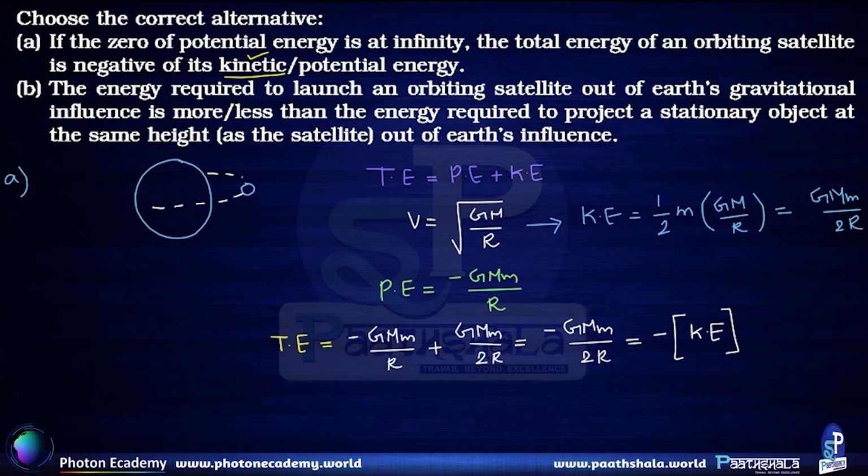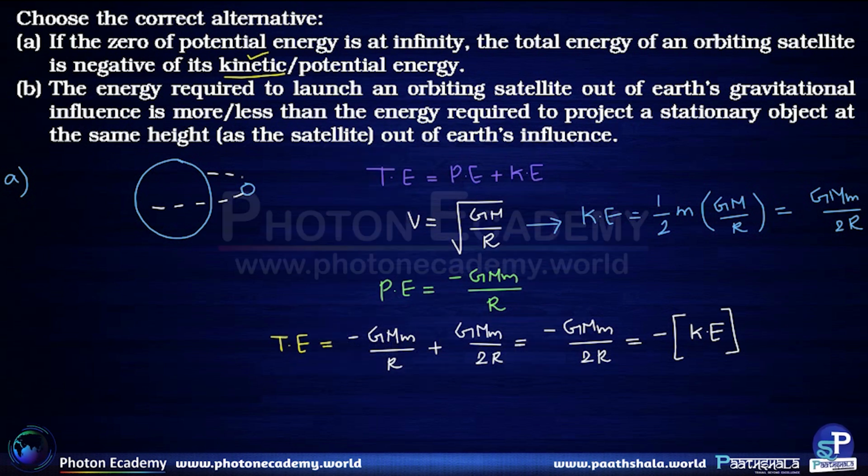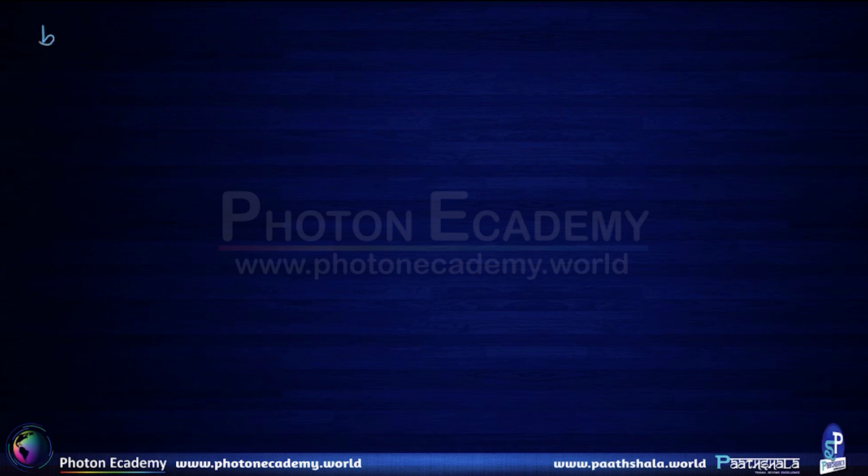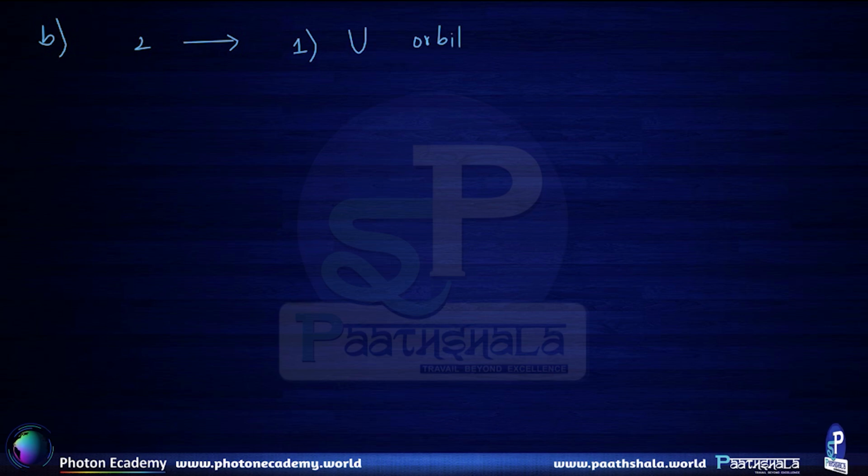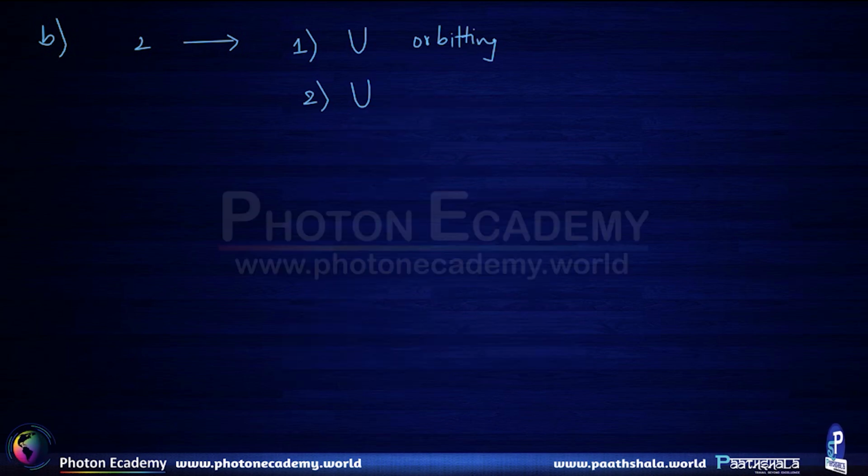The energy required to launch an orbiting satellite out of Earth's gravitational influence is more or less than the energy required to project a stationary object at the same height out of the Earth's influence. So in this part we need to compare two things. The first thing is the energy required to project a satellite orbiting, and the second one is the energy required to project a satellite which is at the same height as that of the orbiting satellite out of gravitational influence. So in this case it is stationary.